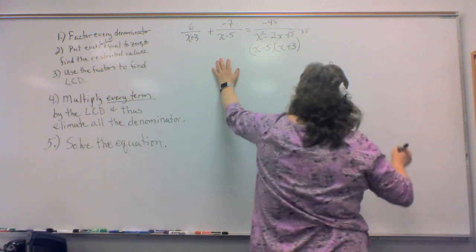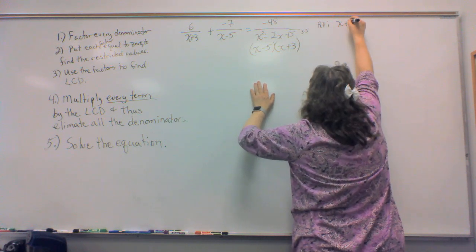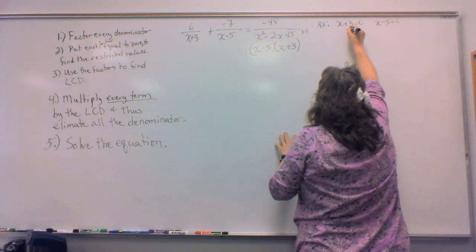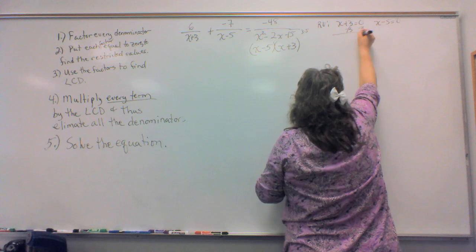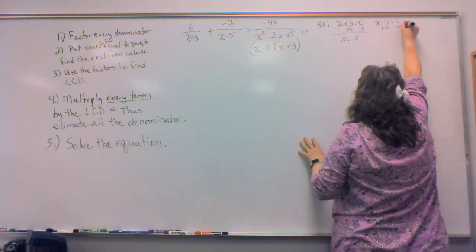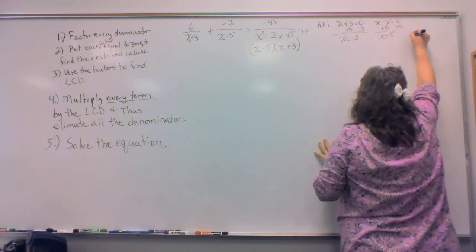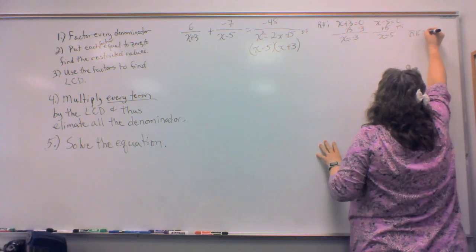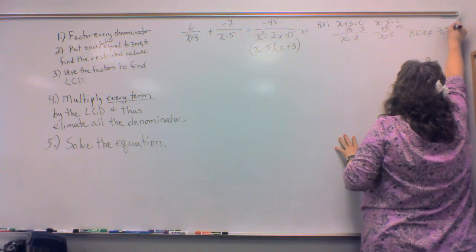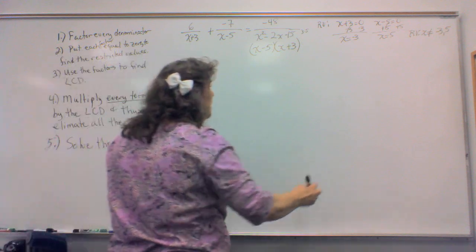Now, let's look, for your restricted values, you have x plus 3 equals 0 and x minus 5 equal to 0. Solving this, we get x is equal to negative 3 and x is equal to 5. Thus, your restricted values are x cannot equal negative 3 and 5. Okay? Now, looking at our lowest common denominator.